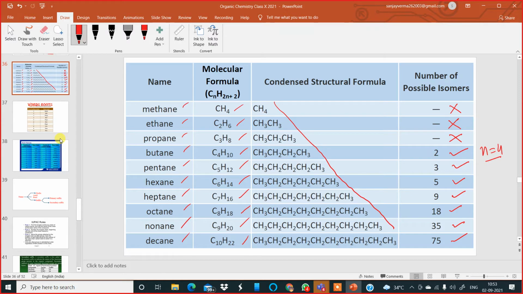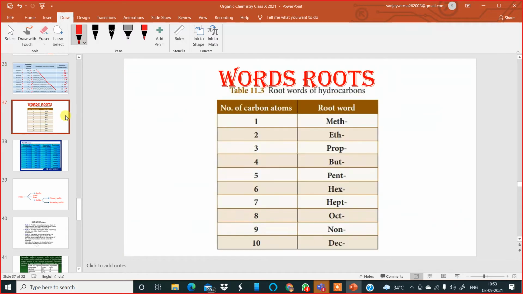Okay. Now, moving to the next slide, you need to learn these word roots. You need to learn this properly. If the number of carbon atoms is 1, the word root is meth, M-E-T-H. If there are 2 carbon atoms in the organic compound, the word root is eth. If there are 3 carbon atoms, the word root is prop. If there are 4 carbon atoms, the word root is but. If there are 5 carbon atoms, the word root is pent.